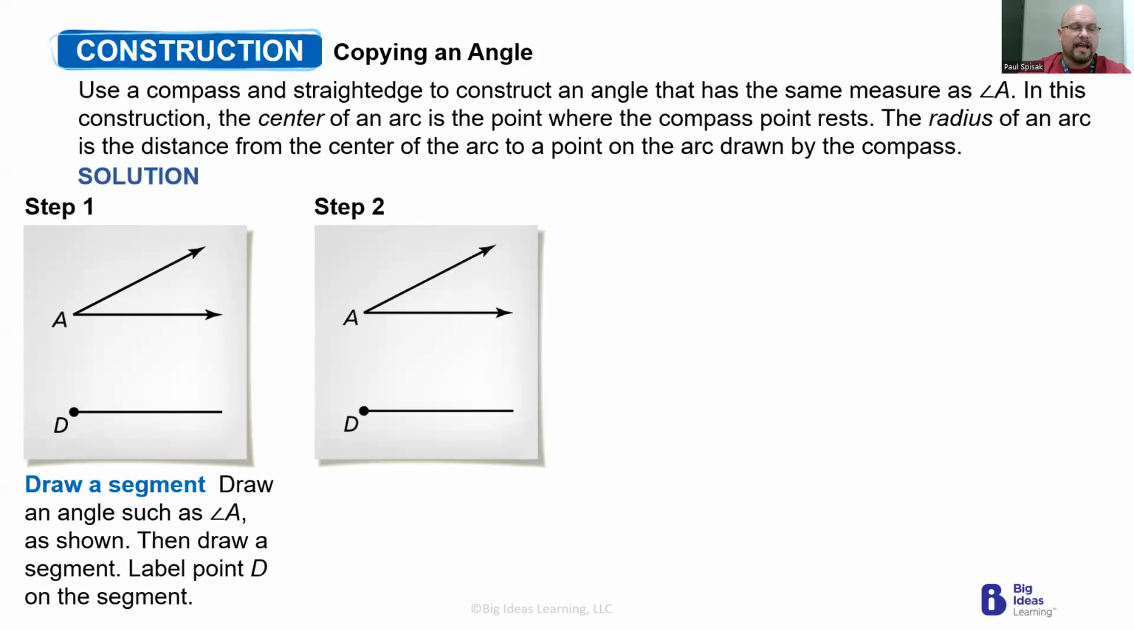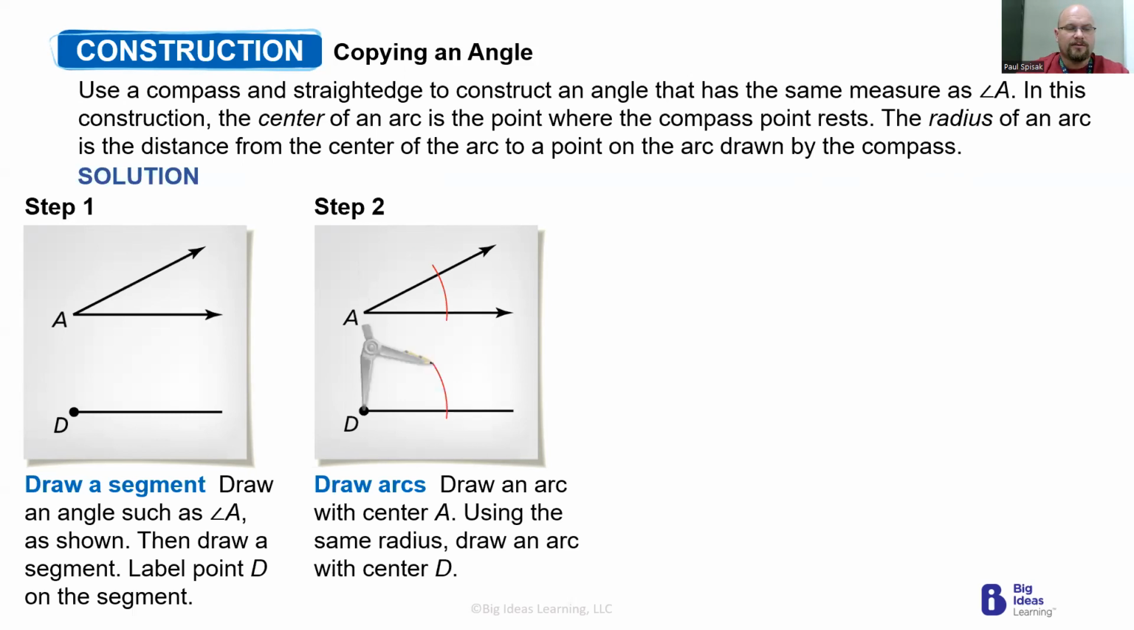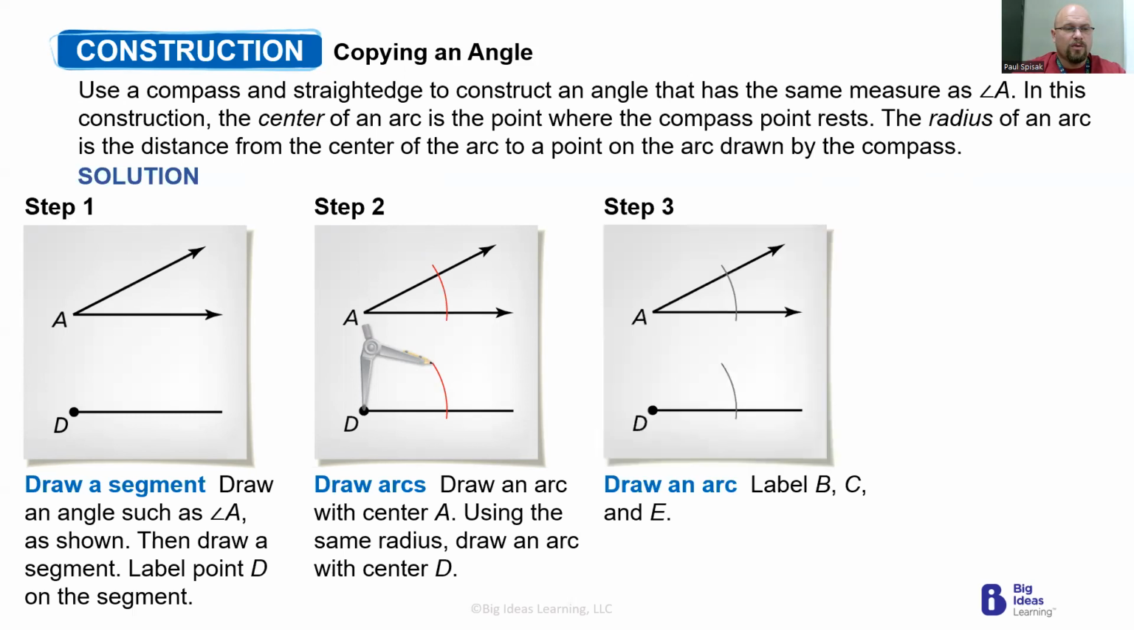We're going to take our compass. We're going to place it on A in the first drawing and swing an arc out in front. So that goes through the interior of the angle. Then we repeat that same measurement arc on point D. Exact same, we didn't change anything on the compass. Once we do that, now we are going to change the compass so that it's open to the width of that arc that intersects the two rays.